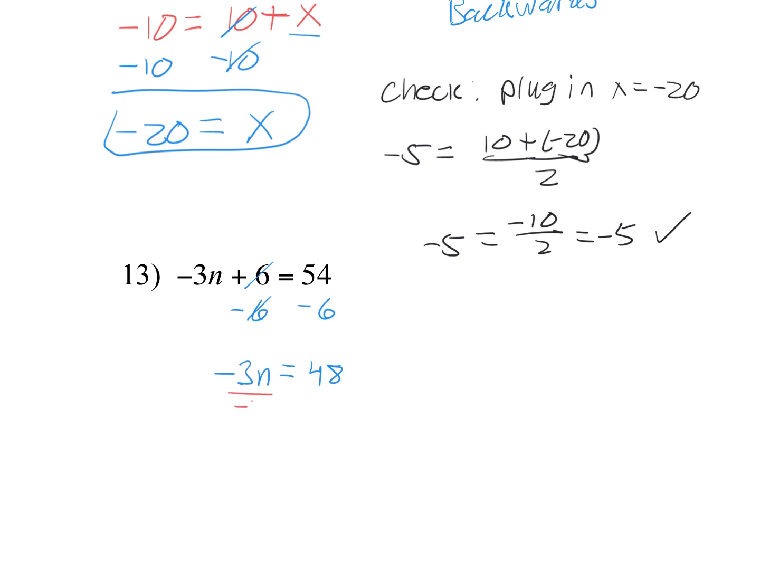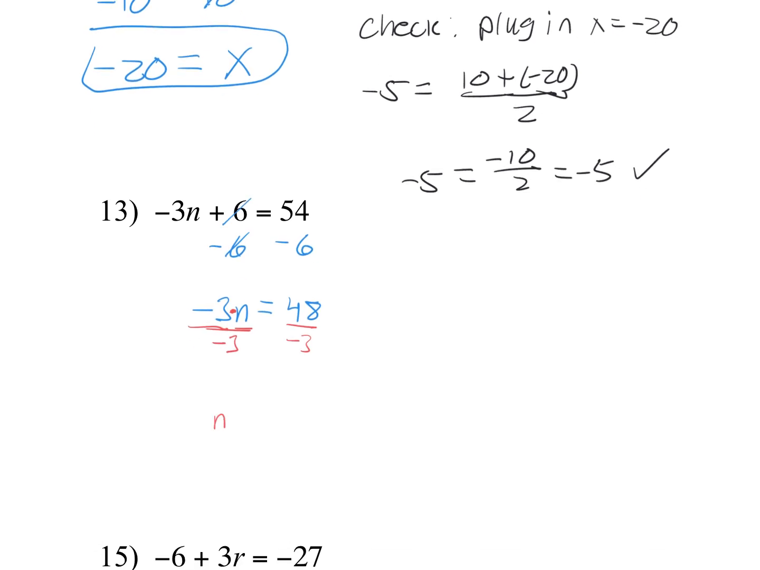And then divide by negative 3 on both sides. Common mistake I see is if you see a negative 3, you maybe want to add the 3 on both sides. Remember, this negative 3 is being multiplied by the n. You're looking at what's in between your number and your variable. There's nothing, so it's multiplying. So you're dividing by negative 3 on both sides.